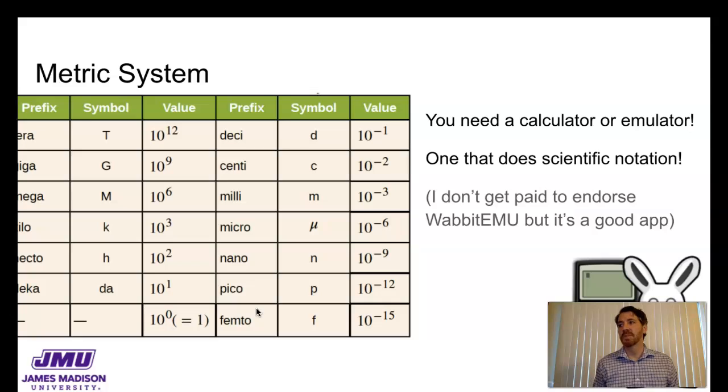What do you do if you get a problem and it has femtoseconds? Well, if you were doing a homework problem or you were at a cocktail party or something, you would look up what femto means, and you would see that it means times 10 to the minus 15th. We will be using the scientific notation like this to convert our metric units to the base units. You will therefore want a calculator or an emulator app that does scientific notation.